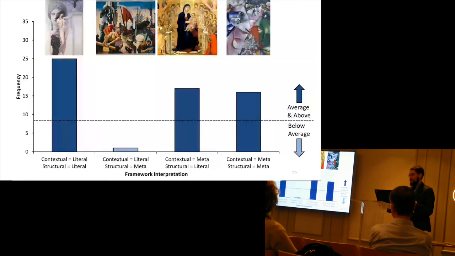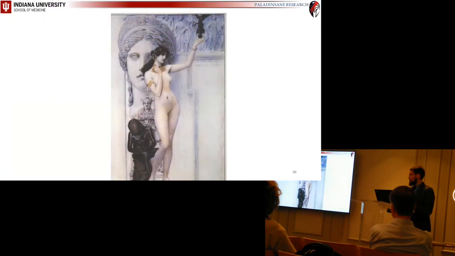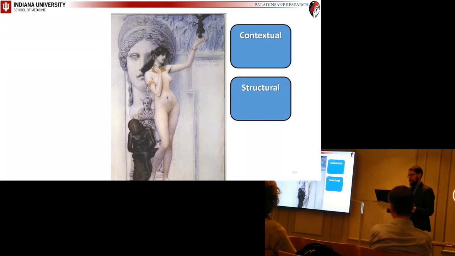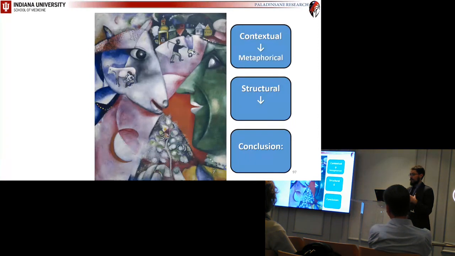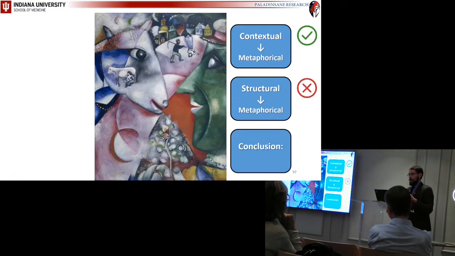So, going back to our exemplars here from each of these categories, I'll describe what that means a little clearer. So, for this image here, we have the results of the interpretation from the contextual and the structural frameworks. So here, the context indicates a literal interpretation. And the structure also indicates a literal interpretation. Though our mind prefers context over structure, since they both arrive at concordant interpretations, we would conclude that this is a literal image. So here we have an image where the context indicates that this is a metaphorical image, and the structure similarly indicates that this is a metaphorical image. Since our mind prefers context over structure, even though it's concordant, we would arrive at a metaphorical interpretation of the image.